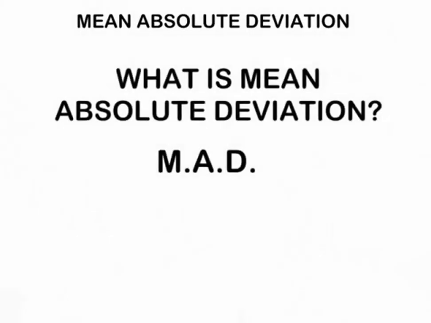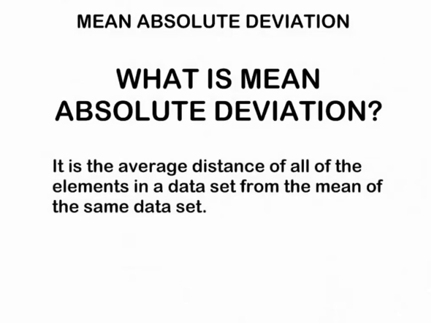In this tutorial, we are going to practice calculating the mean absolute deviation for a given data set. What is mean absolute deviation? Mean absolute deviation is the average distance of all of the elements in a data set from the mean of the same data set. So basically, we are trying to figure out, on average, how far each piece of data in your data set is away from the average of your data set.